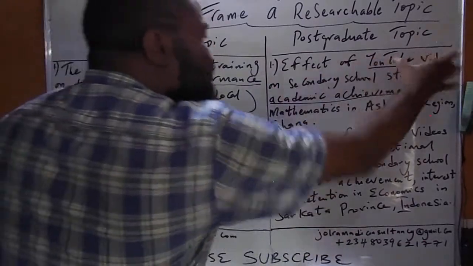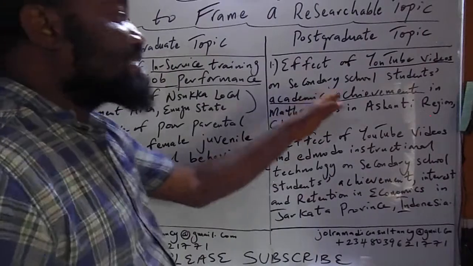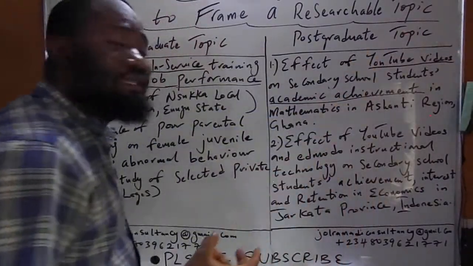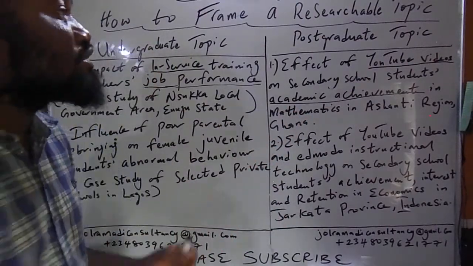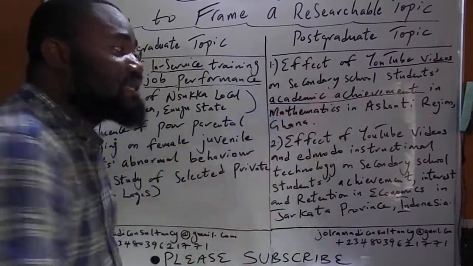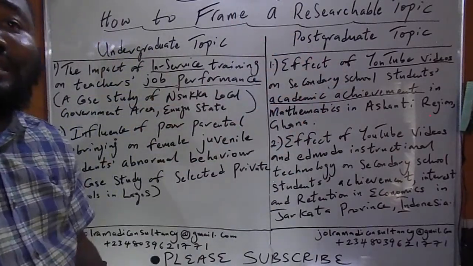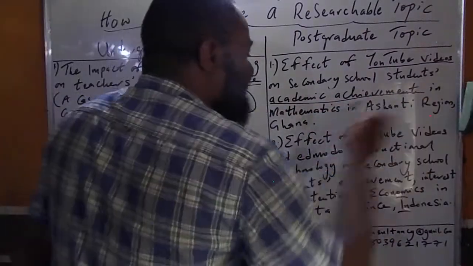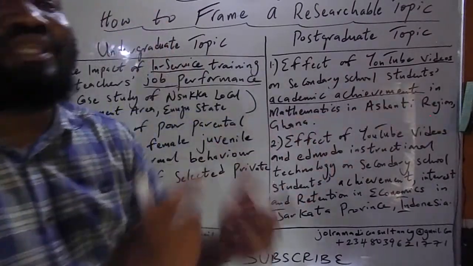Now, effects of YouTube videos on secondary school students' academic achievement. The academic achievement is now your dependent variable, while YouTube video is your independent variable. Mathematics is the subject. That means the study is being anchored on mathematics. The instrument you will set for such work like this will be mathematics, maybe a mathematics achievement test. In Ashanti region, Ghana, Ashanti region is the study area.